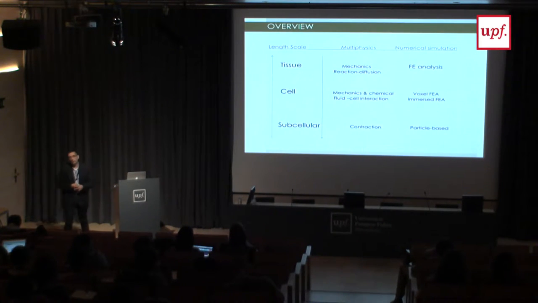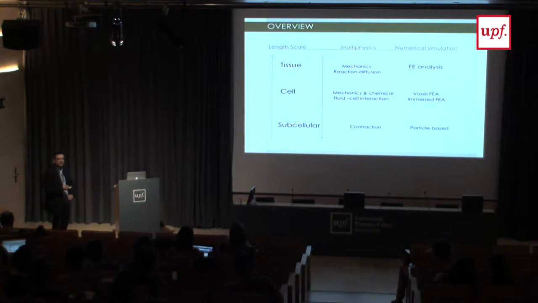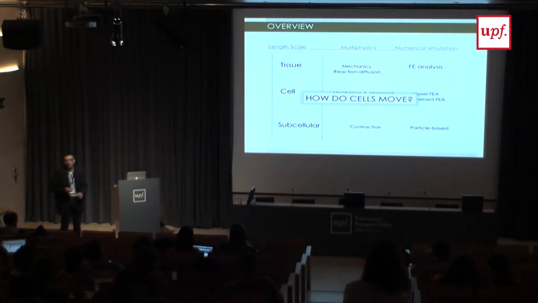And from the beginning, we have developed many different kinds of numerical models to simulate cell migration, combining different approaches, like at tissue level using classical mechanics, reaction diffusion analysis with finite element analysis. Later, we tried to go down into the scale, simulating individual cells using different kind of approach, like voxel, immersed finite element analysis. But in addition, we tried to understand what happened inside the cell, simulating the cytoskeleton. But first of all, we need at least a little bit to know how do cells normally move.